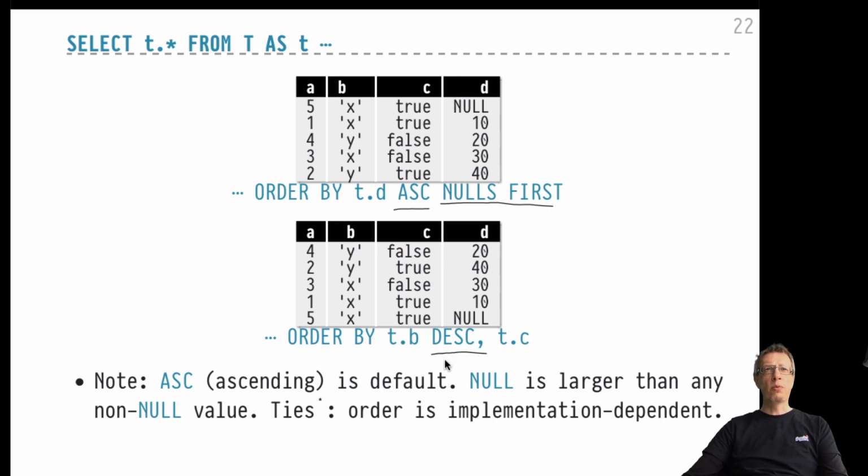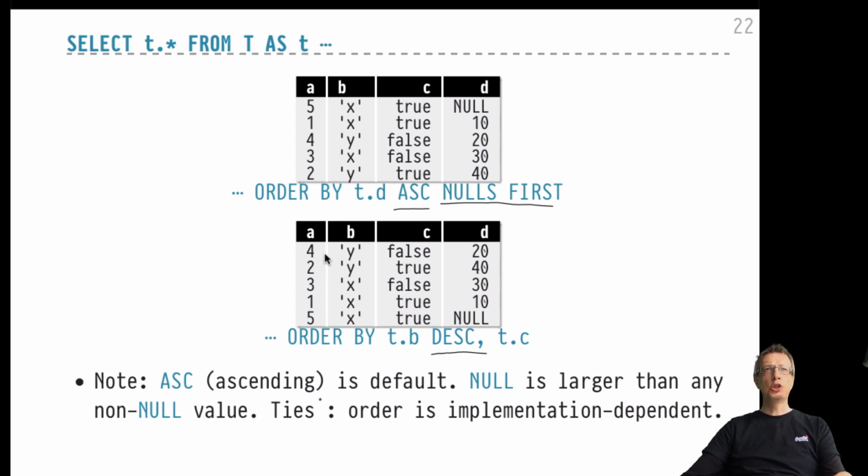So let's see whether the result we are seeing is what we expect. Of course, we see all 5 rows, nothing has been filtered away. We order by TB, so by the string value first, but in descending fashion. So the larger string values are being found at the top of the ordered output, and the smaller string values are found at the bottom here. Y is larger than X. We are sorting in descending fashion, it fits.